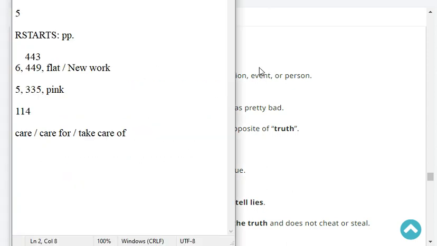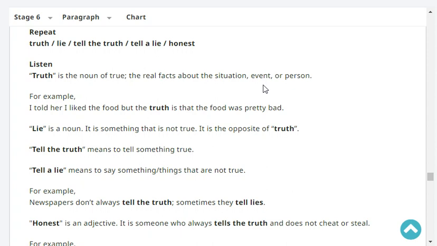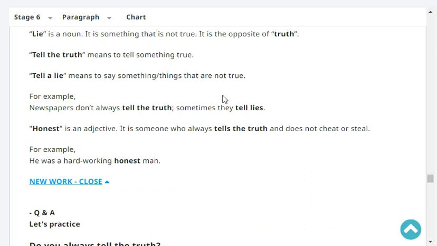Okay. Lie is a noun. It is something that is not true. It is the opposite of truth. Tell the truth means to tell something true. Tell a lie means to say things that are not true. For example, newspapers don't always tell the truth. Sometimes they tell lies. Honest is an adjective. It describes someone who always tells the truth and does not cheat or steal. For example, he was a hard-working, honest man.